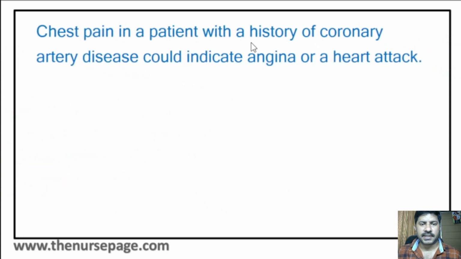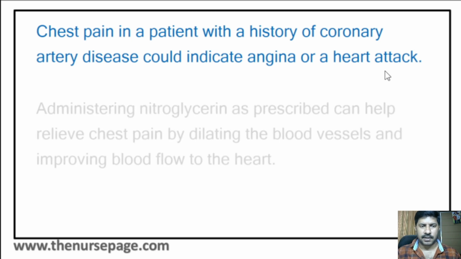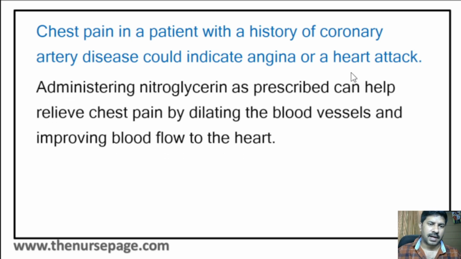Chest pain in a patient with a history of coronary artery disease could indicate angina or heart attack. That is because of the lack of oxygen supply to the particular heart area. Then pain will start. If vasodilation occurs after nitroglycerin, it will help to provide more oxygen to the heart. Then the pain symptoms will reduce. That is the mechanism of action of nitroglycerin.